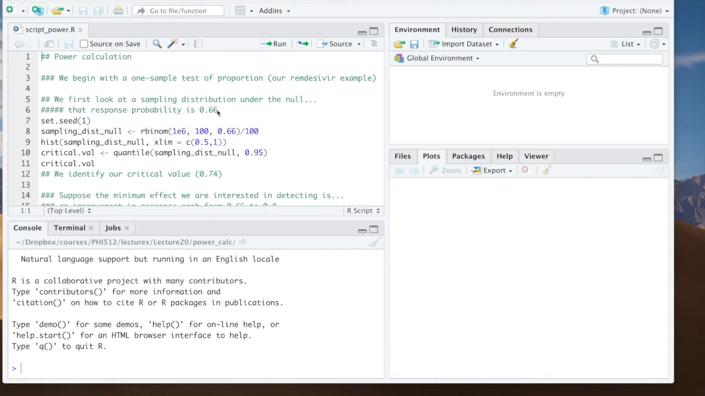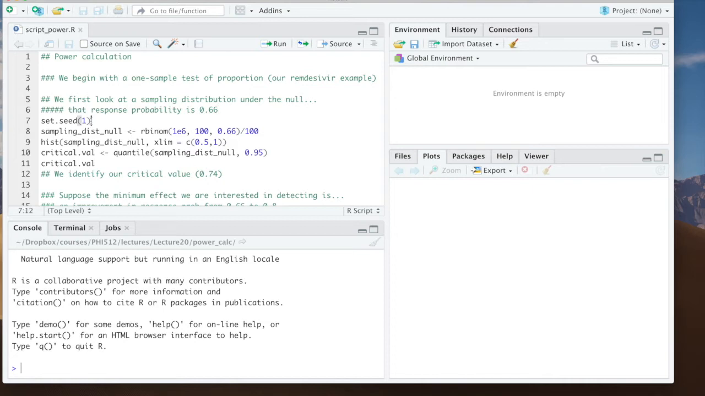So the first thing I want to do is think about our null hypothesis. Our null hypothesis says that the response probability on remdesivir is the same as standard of care, 0.66. So in this case, I want to generate a sampling distribution for the proportion of patients who we might see respond to remdesivir in this imagined world where the response probability is 0.66 out of 100 patients we enroll.